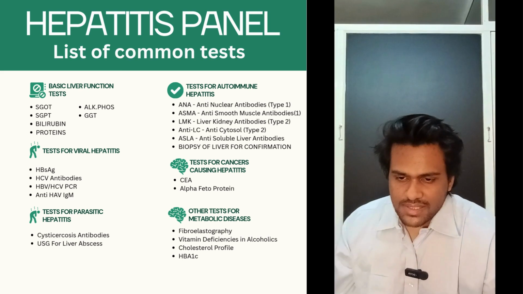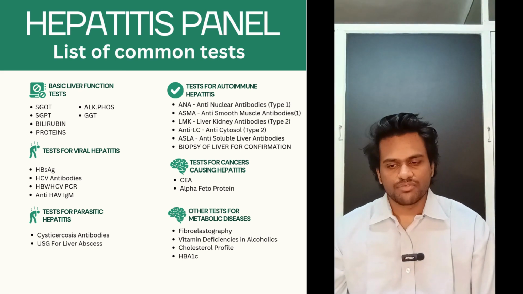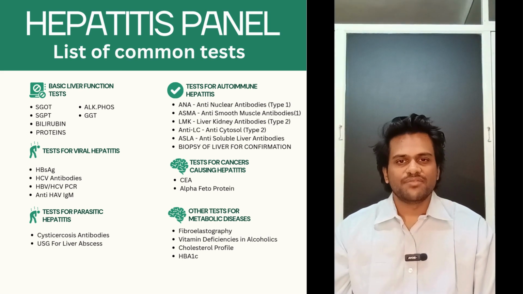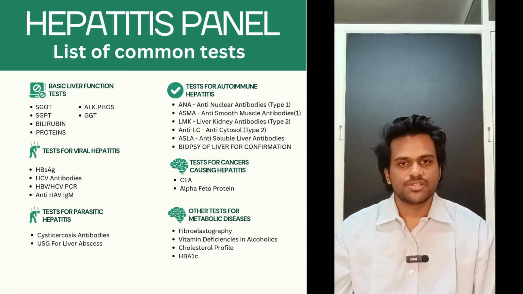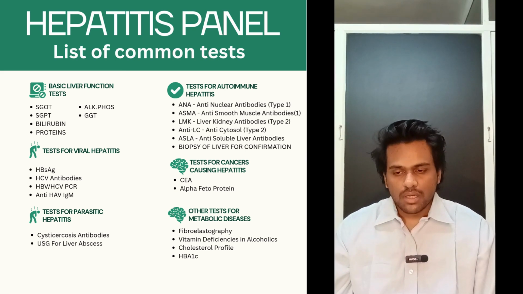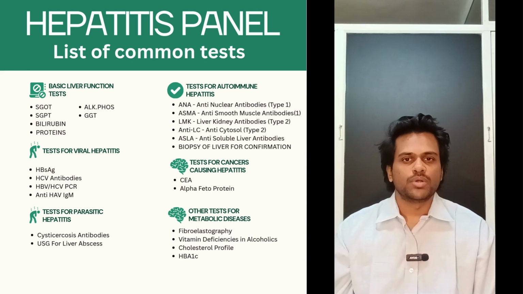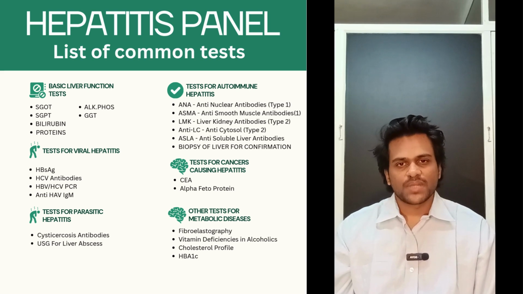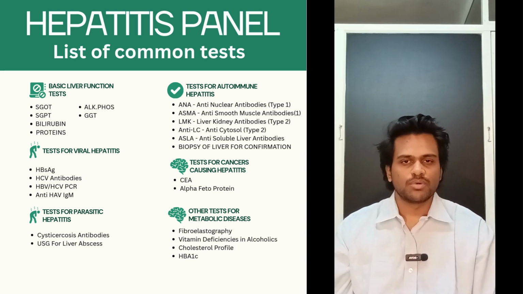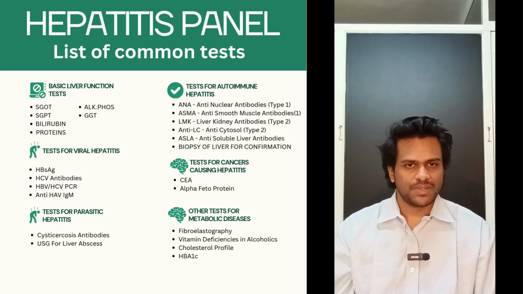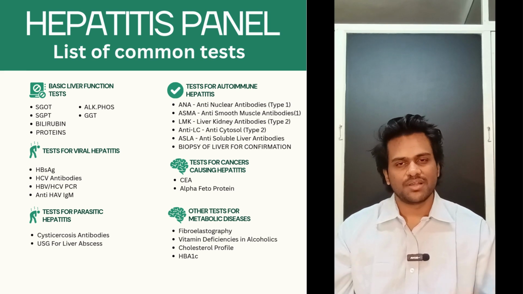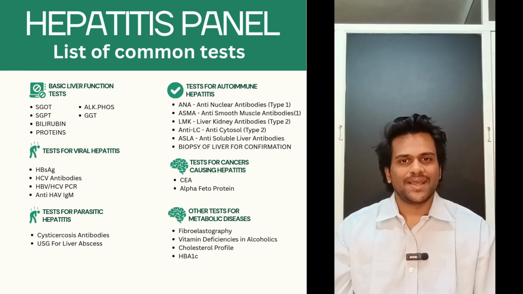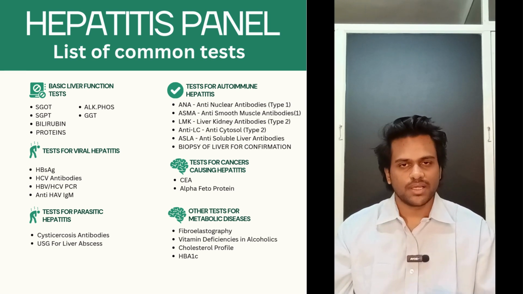The first group of tests are the tests that we do to check the functioning of your liver. These include various enzyme levels like SGOT, SGPT, alkaline phosphatase, GGT, as well as bilirubins, and also the protein levels in your blood. I've created separate videos on each of these tests, but the important ones out of these are the SGOT and SGPT. These are simple blood tests which measure the levels of these enzymes, and any elevation in this value is usually a sign of some kind of damage or swelling in your liver.